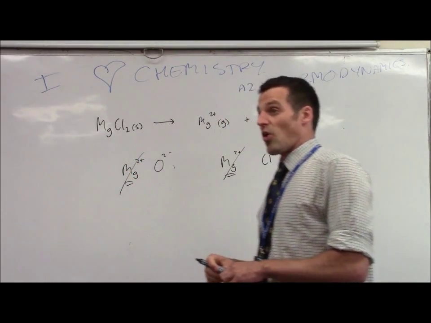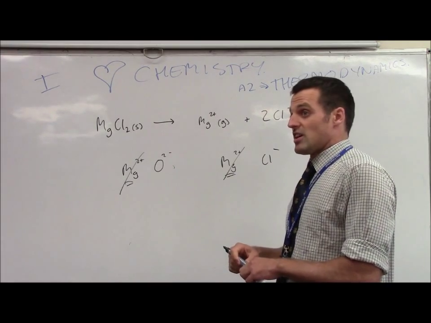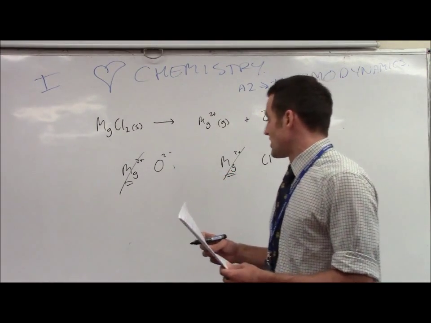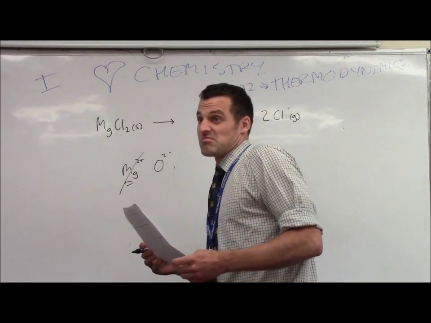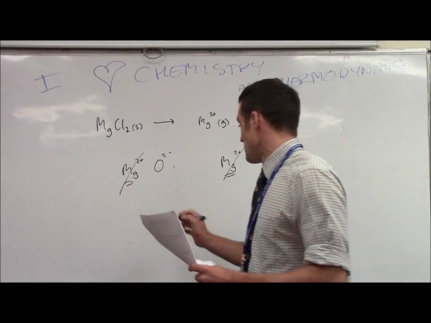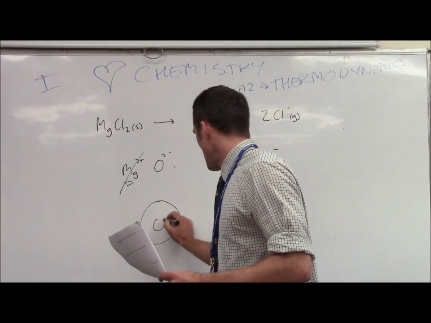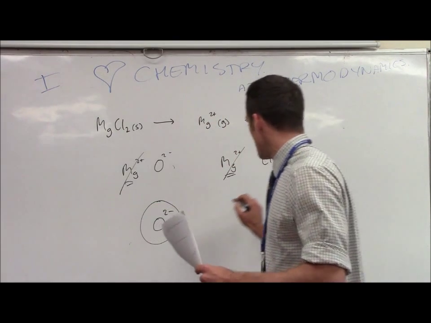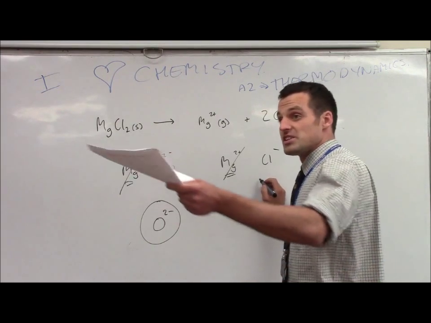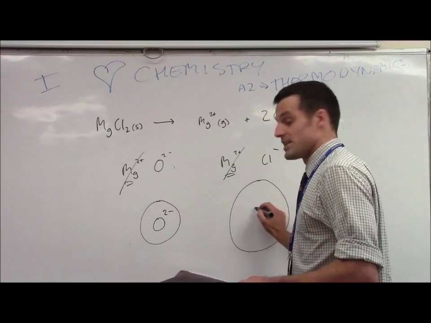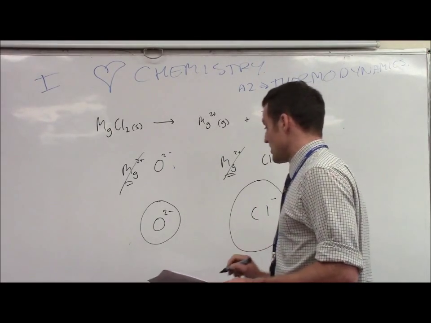So oxide and chloride, well, oxygen is in period 2, so the oxide ion is like a full period 2 electronic configuration, and it's 2 minus charge compared to chloride, which is in period 3, so bigger, and it only has a 1 minus charge.